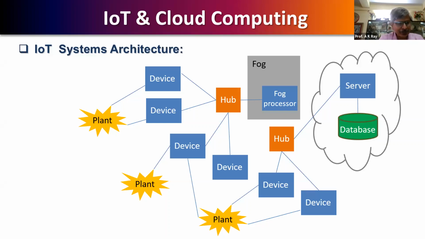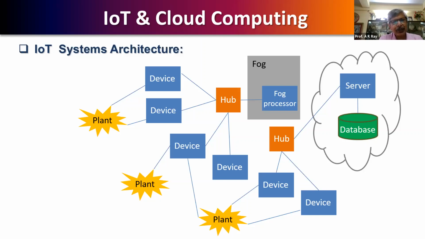In one hour's time, nothing can be done. We can discuss addressing later on. Switching and routing are very important. Both these things, fog and hub or gateway, you can think that both are more or less the same.